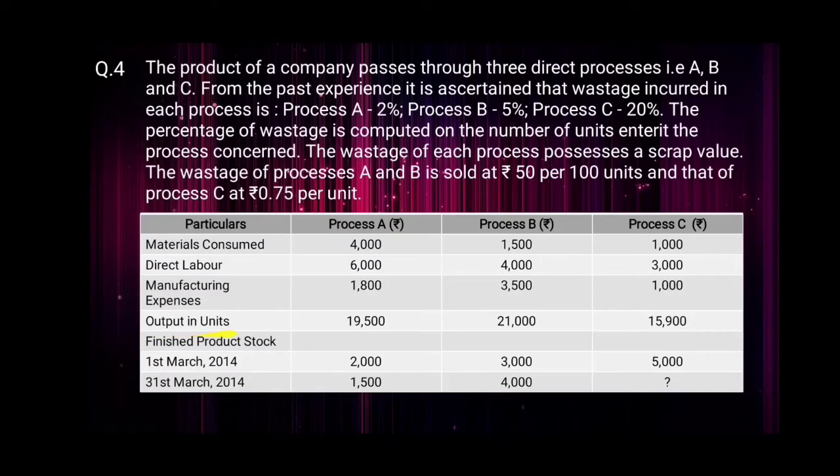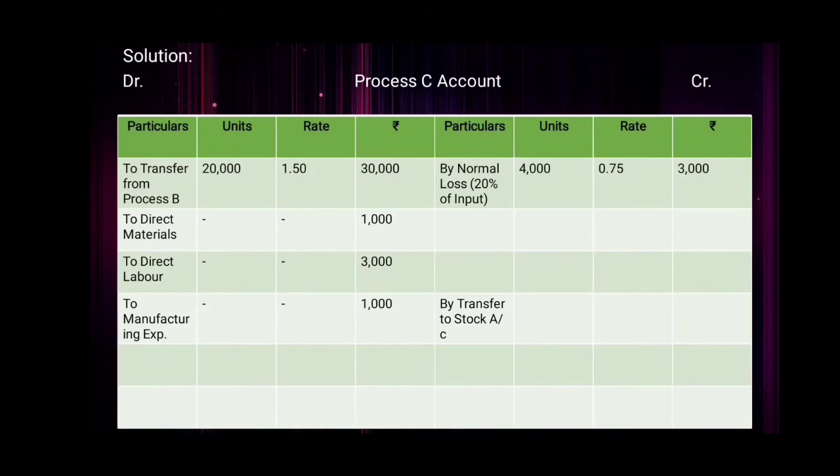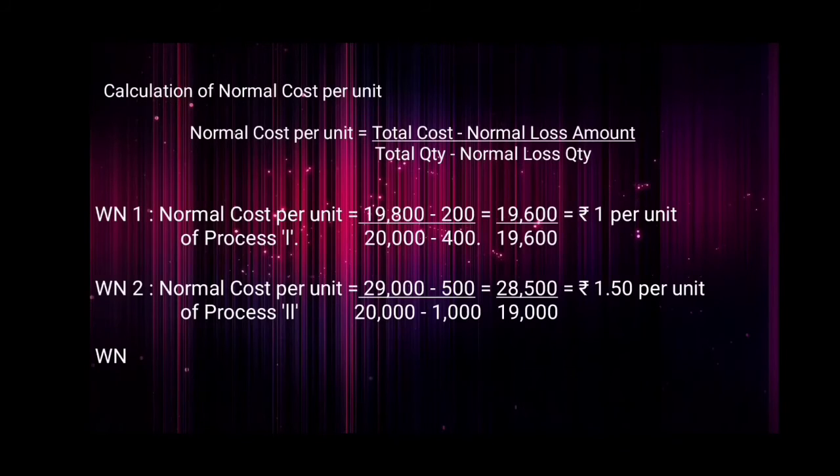Next, output in units. For process C account, it is given as 15,900, by transfer to stock account, 15,900 units. The rate and amount we have to calculate. So let us prepare working note number 3.